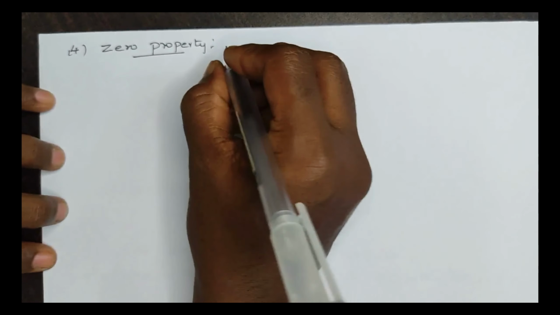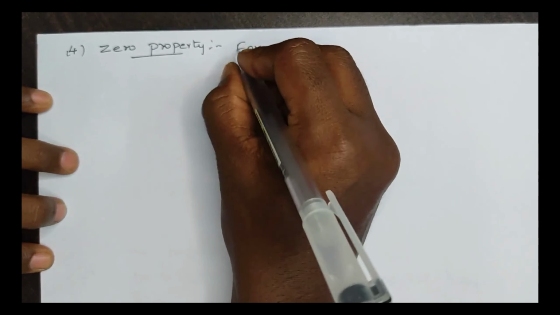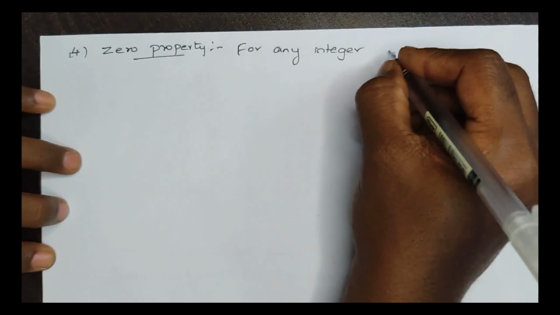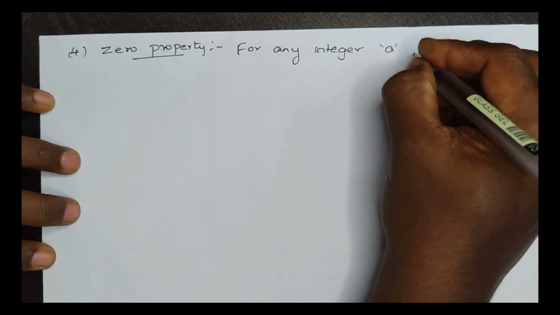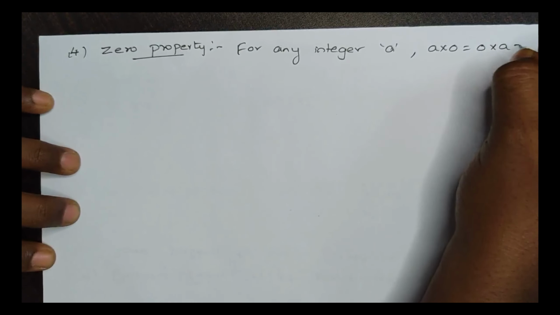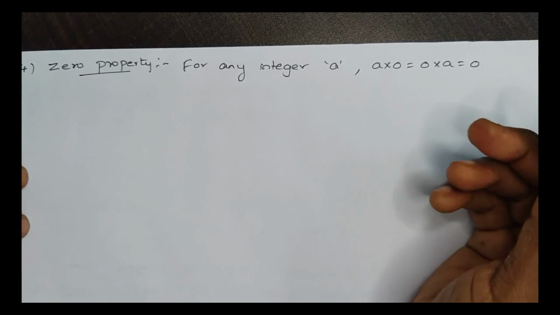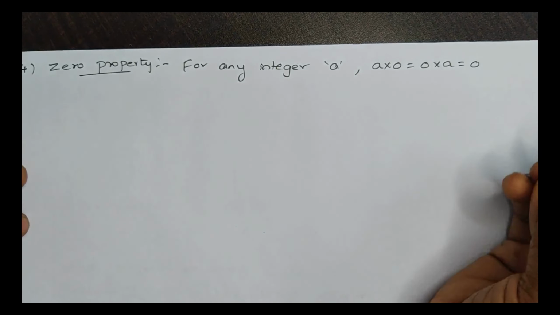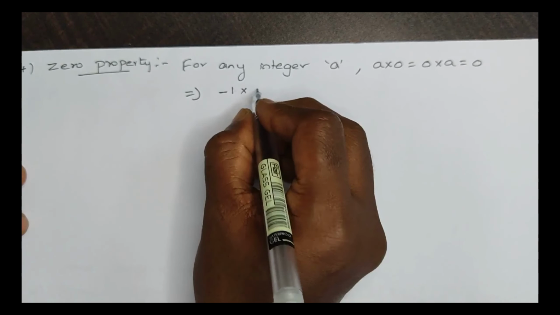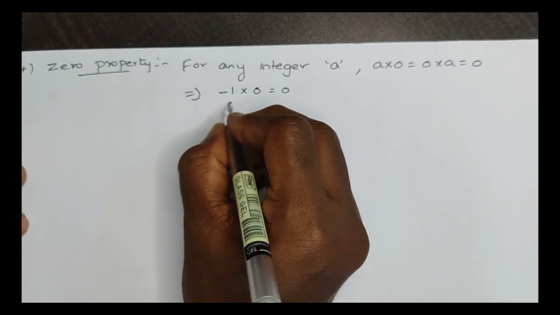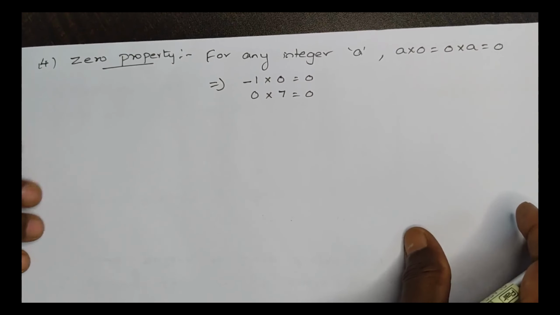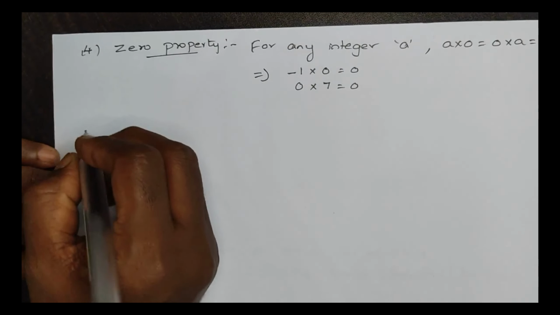So here, what is the specialty of this? For any integer a, a × 0 will be equal to 0 × a, and the result will always be 0. That shows that when we multiply any integer with 0, the result will always be 0. That is, −1 × 0 gives you 0, or 0 × 7 is also 0. So with any number, if you multiply with 0, it will give you the result 0.